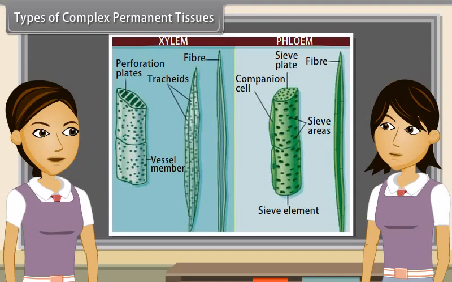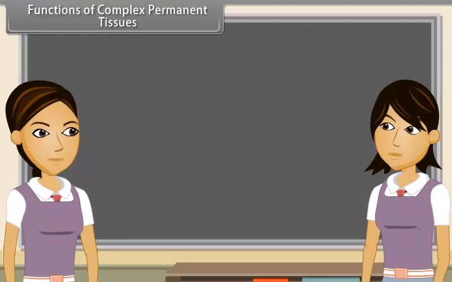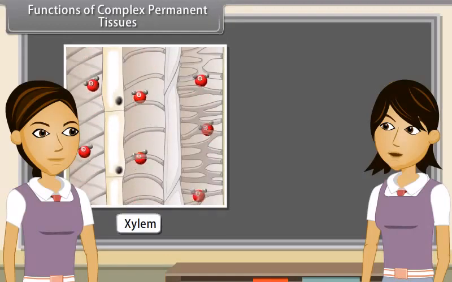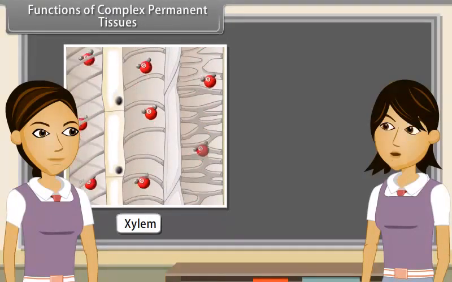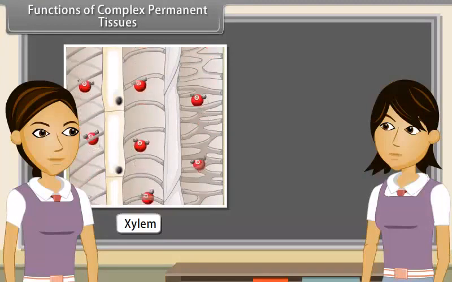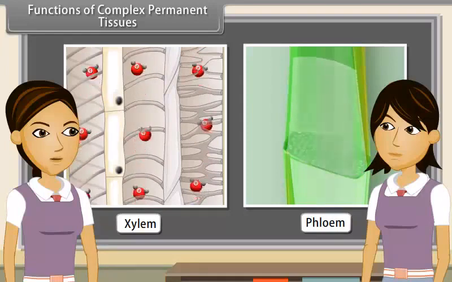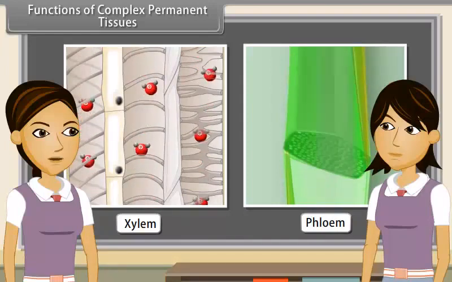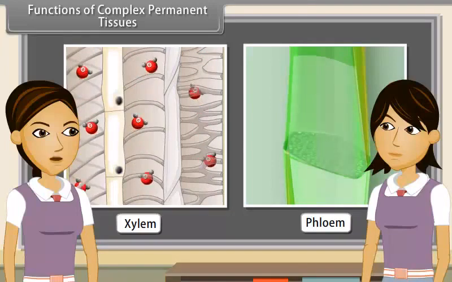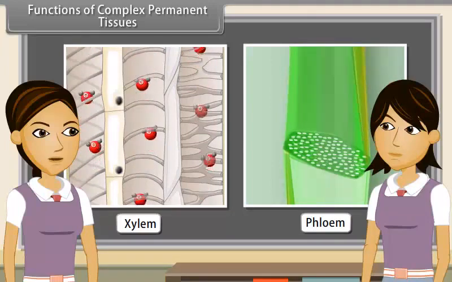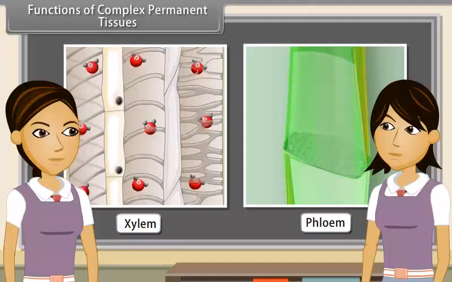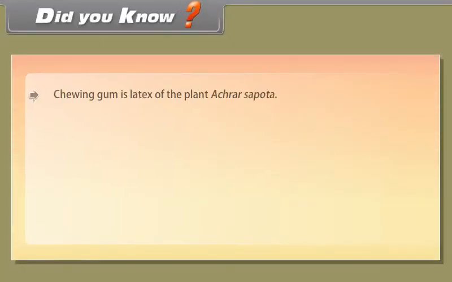Complex tissues are made of more than one type of cells. All these cells coordinate to perform a common function. On the basis of nature of cells, complex permanent tissues are of two types: xylem and phloem. Xylem is the supporting and water-conducting tissue of vascular plants, consisting primarily of tracheids and vessels, also called woody tissue. Phloem is the food-conducting tissue of vascular plants, consisting of sieve tubes, fibers, parenchyma, and sclereids, also called bast.